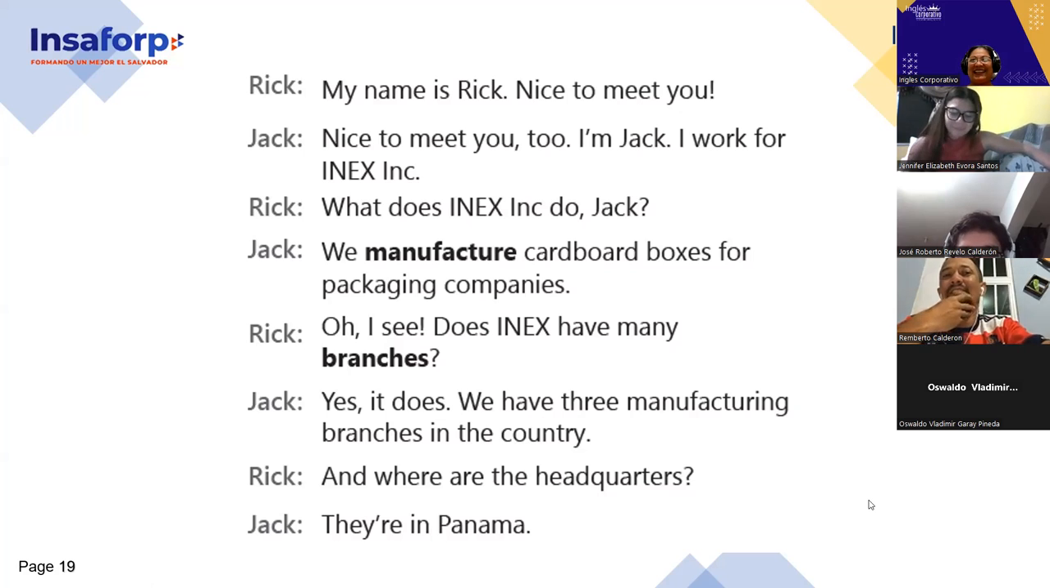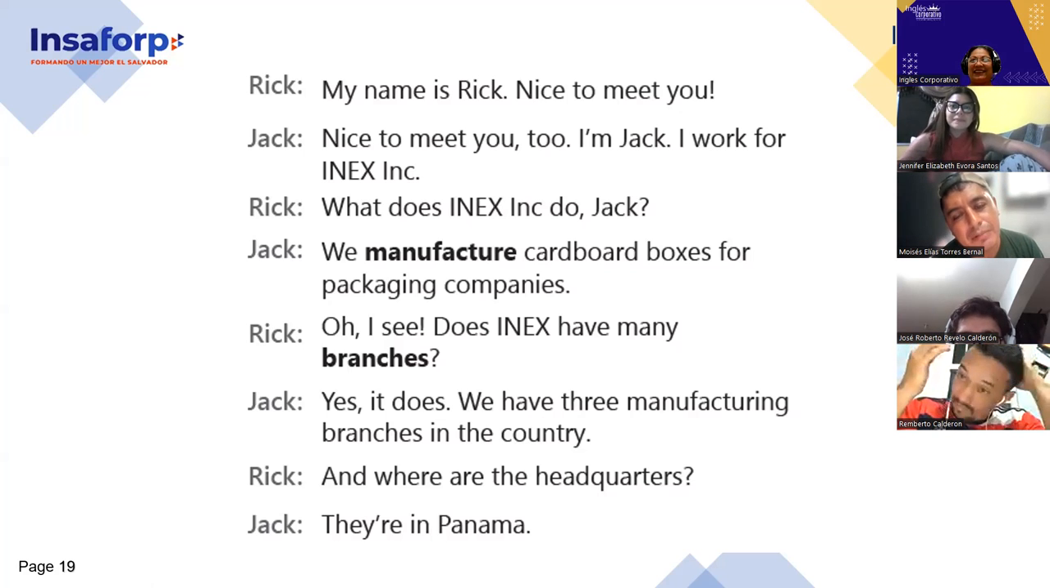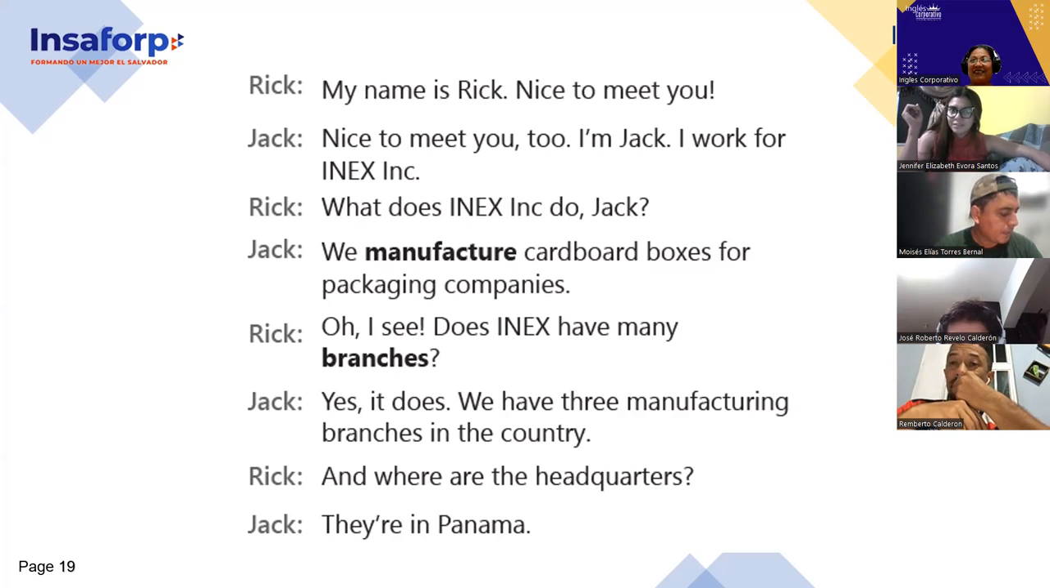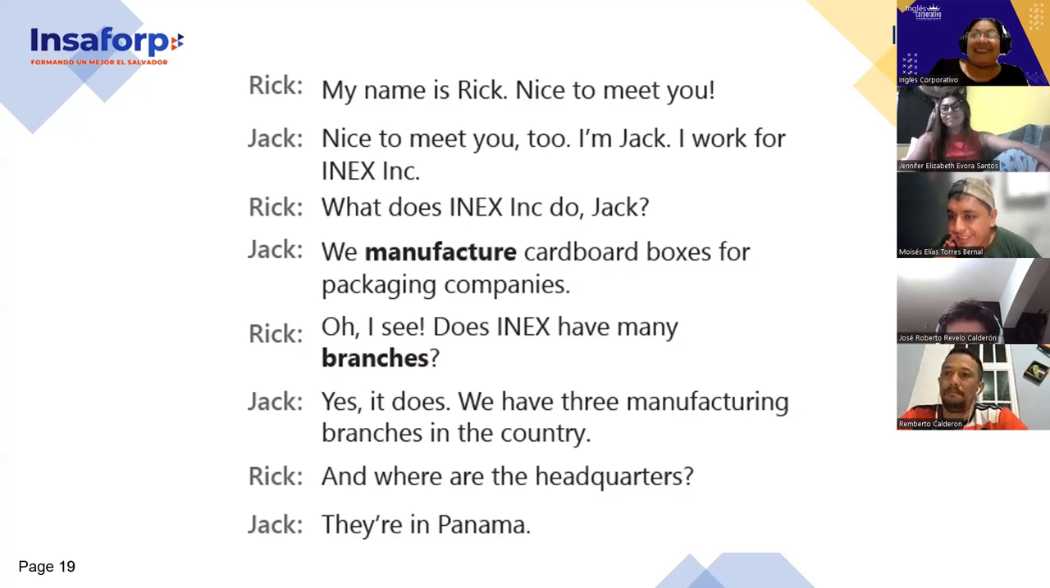My name is Jennifer Évora. Nice to meet you. Nice to meet you too, Jennifer. I am Moses. I work for CRS ONG. What does CRS ONG do, Moses? We develop agriculture projects and social programs for young groups. Oh, it's interesting. Does CRS ONG have many branches? Yes, it does. We have many branches in the world. And where are the headquarters? They are in the United States. Oh, interesting. So great. Thank you very much. Very good. Thank you, Jennifer and Moses.